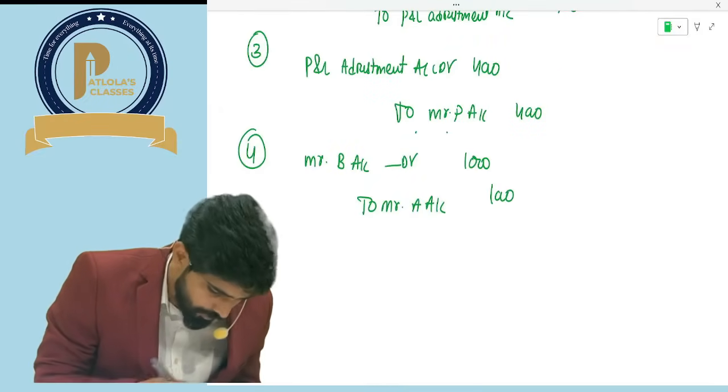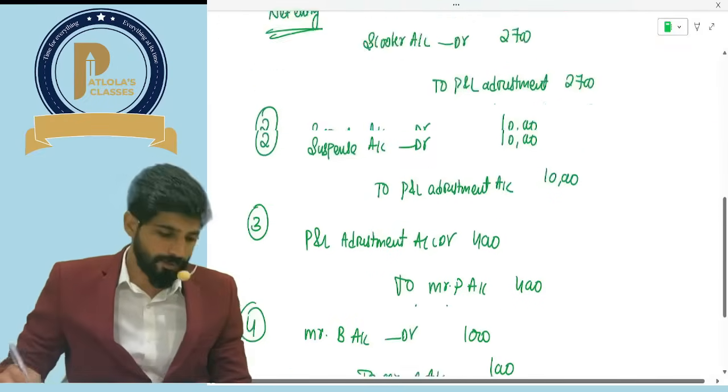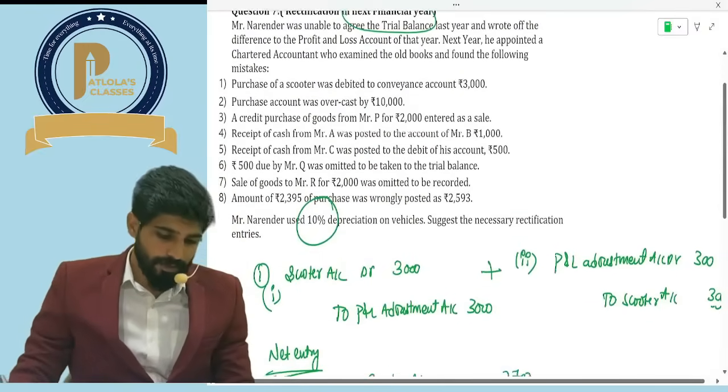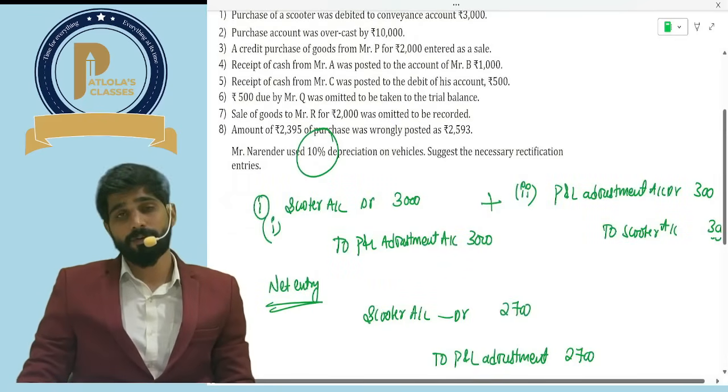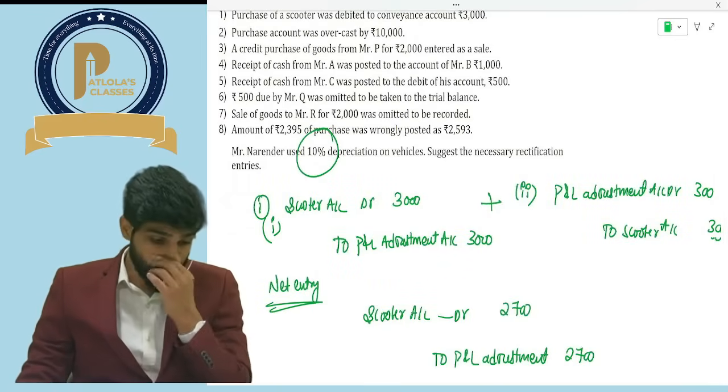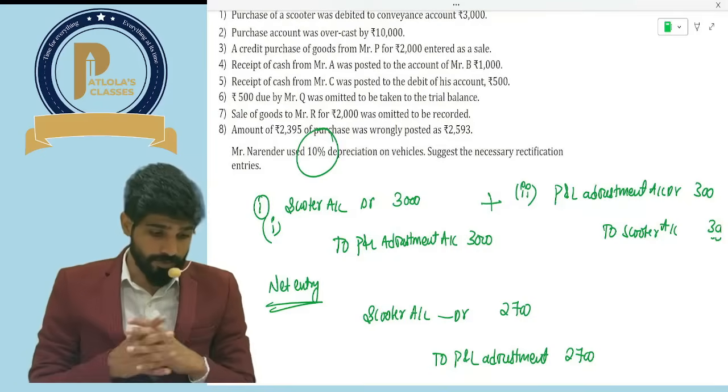Wonderful. Chalo. Let's get into the fifth one. What is the fifth one? Receipt of cash from Mr. C was posted to the debit of his account. Guys, here there are two mistakes. What are those two mistakes?